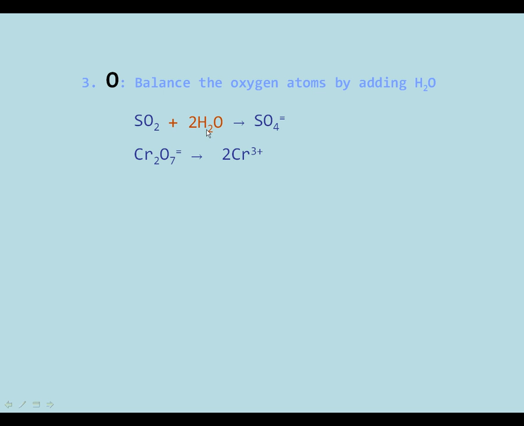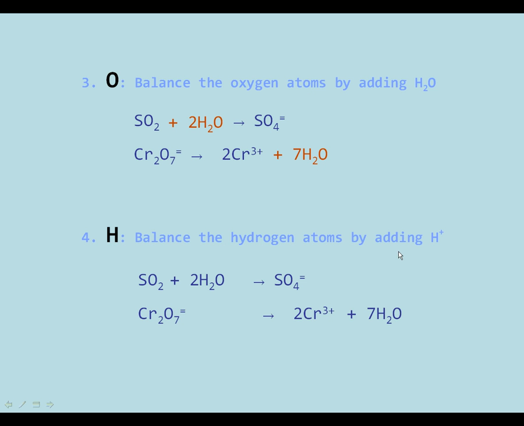Now yes, I know the hydrogens have now been added and the hydrogens are not balanced in this half equation, but that's the next step. So we just follow the procedure step by step. We're only up to O now, so let's balance the oxygen atoms by adding water. First half equation done. Let's have a look at the second half equation. There are 7 oxygen atoms on the left, no oxygen atoms on the right, and so we have to add 7 water molecules to the right because 7 water molecules contain 7 oxygen atoms. So now the oxygen atoms are balanced.